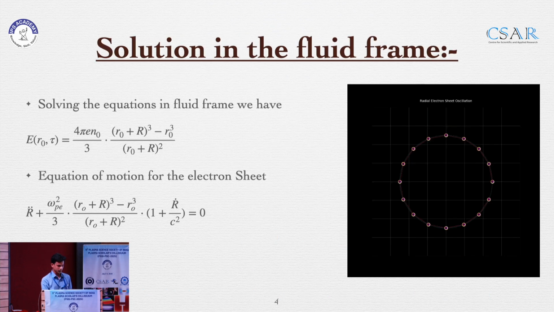Then we need to solve this equation. It is very evident that this equation is a non-linear simple harmonic oscillator equation. If R was very small compared to R0, then if we solve this, we will get a simple harmonic oscillator equation. As there are many terms, that makes the equation non-linear, like the 1 plus R0 divided by C square. This comes because of the relativistic part of the equation.